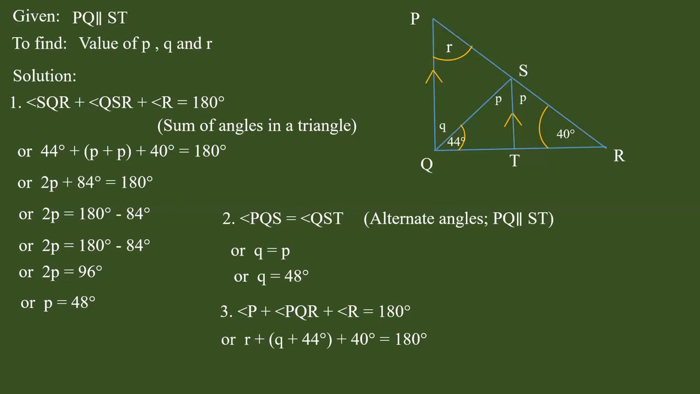So let's keep the values. Angle R plus what is PQR? PQR is divided into two parts, Q plus 44 degrees. So I've just kept it inside the bracket. And what is R? That is 40 degrees. So that is equal to 180 degrees. And let's keep the value of Q also, that is 48 degrees. So 48 degrees plus 44 degrees, let's add it. Then R will become 180 degrees minus 132 degrees, which gives the value of R as 48 degrees.